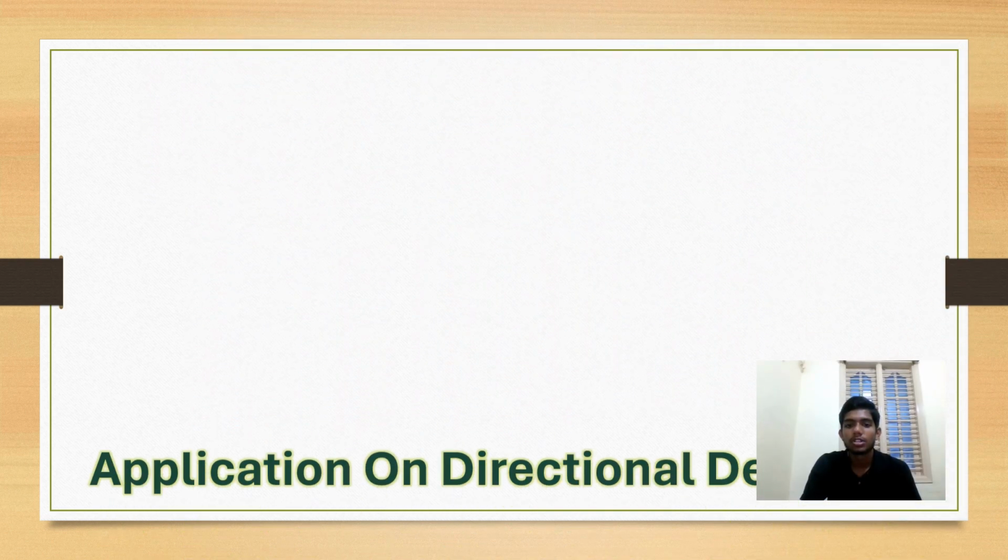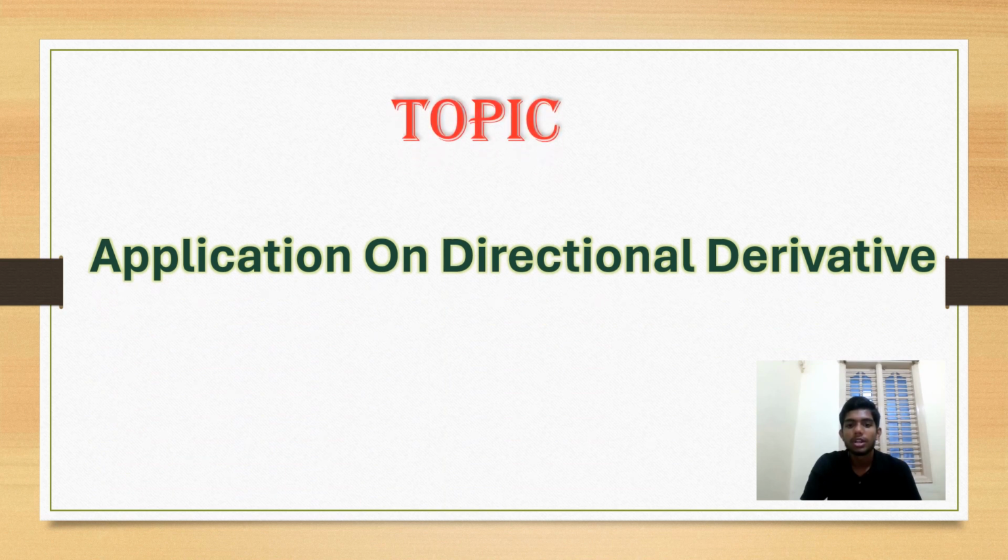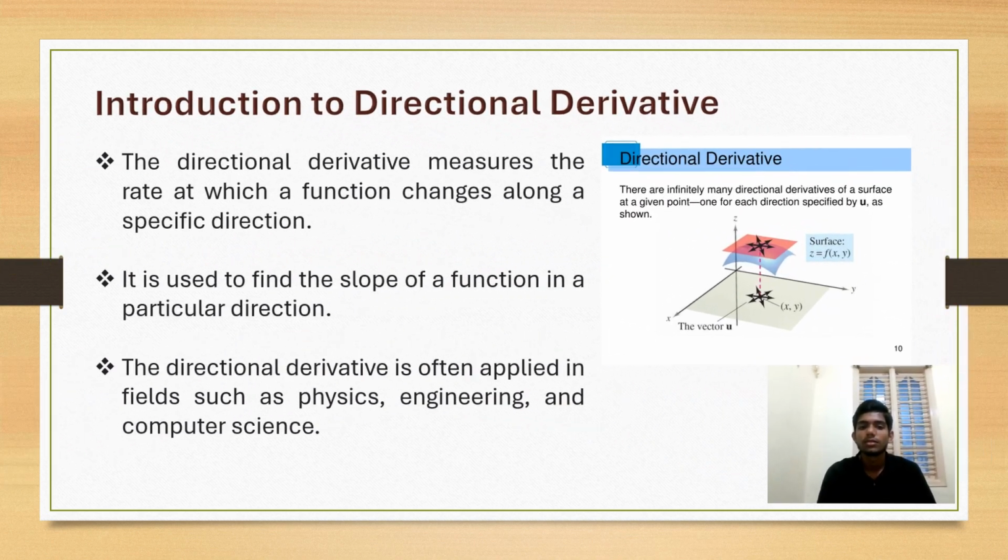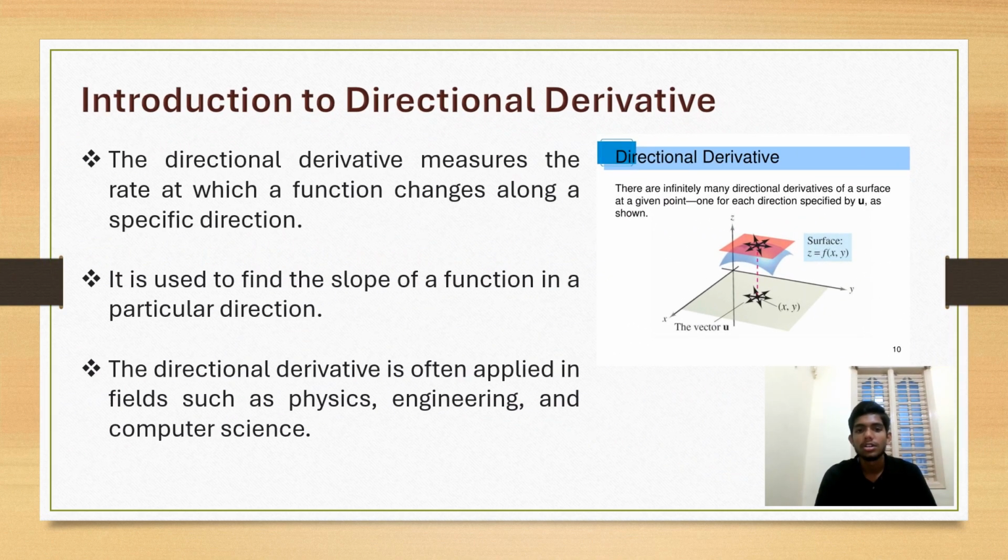Today, I am going to explain my topic, applications of directional derivatives. Introduction to directional derivative. The directional derivative measures the rate at which a function changes along a specific direction. It is used to find the slope of the function in a particular direction. The directional derivative is often applied in fields such as physics, engineering, and computer science.